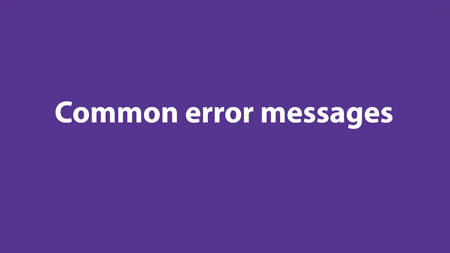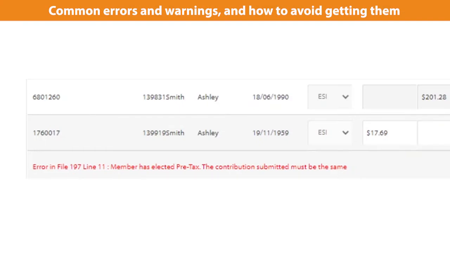Let's look at some common error messages. Member has elected tax option. The contribution submitted must be the same. You'll see this message if an employee has elected to make pre-tax or post-tax contributions, but the amount you've entered is incorrectly calculated or recorded in the wrong column, so it doesn't reflect the member's tax election.